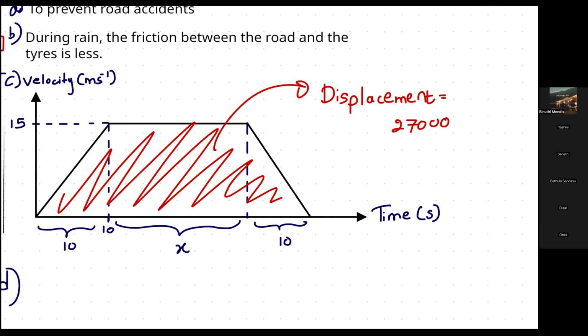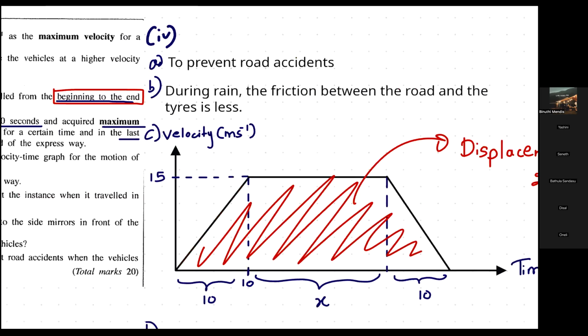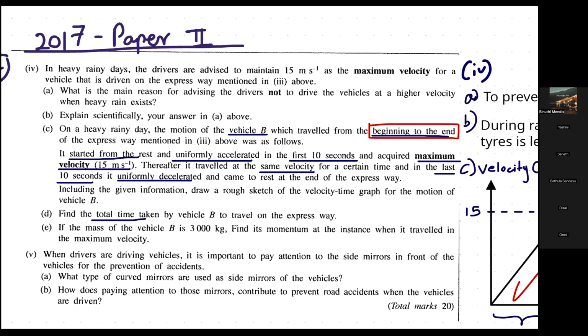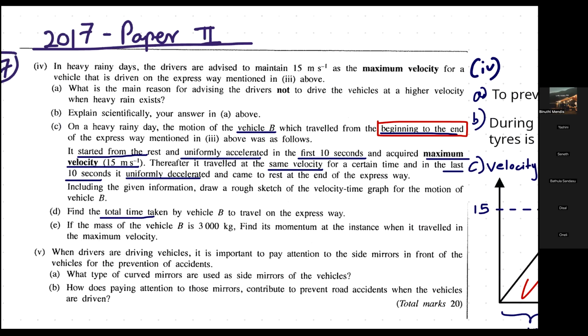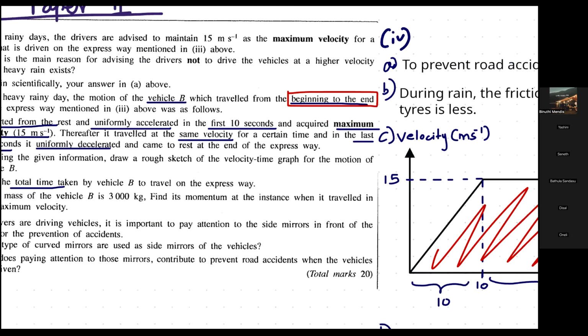You didn't understand that, kids? Shall I explain it one more time. This vehicle B has traveled from the beginning to the end of the expressway. We discussed earlier that from the beginning to the end of the expressway, the length is 27,000 meters. If vehicle B traveled from the beginning to the end, then vehicle B has traveled 27,000 meters. Therefore, the displacement is 27,000 meters.